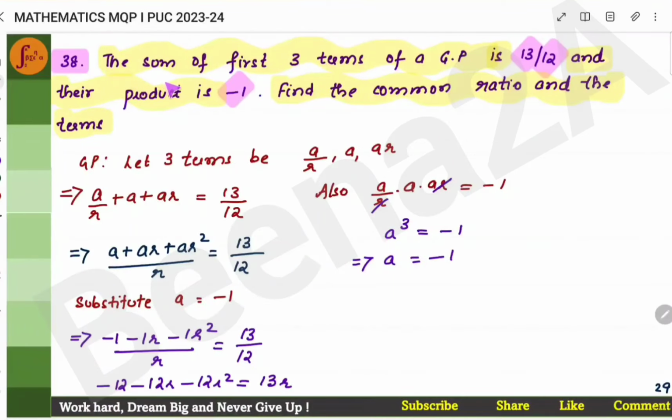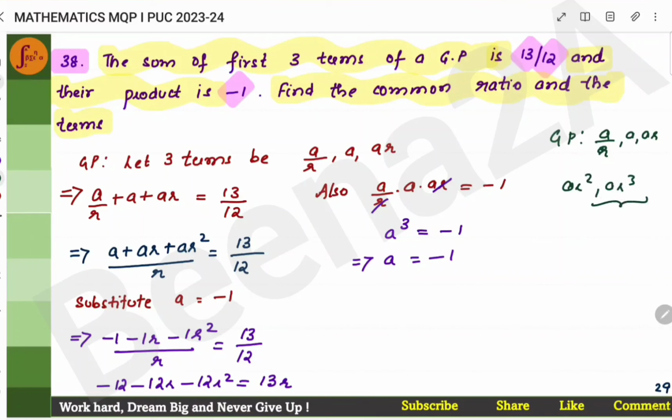Let's go to the next problem. The sum of the first three terms of a GP is 13 by 12 and their product is -1. Find the common ratio and the terms. So the sum of three terms of a GP is given. So we assume in a GP, what is the sequence? It is A by R, A and AR, and it goes on. AR square, AR cube. This is how the sequence is in a GP.